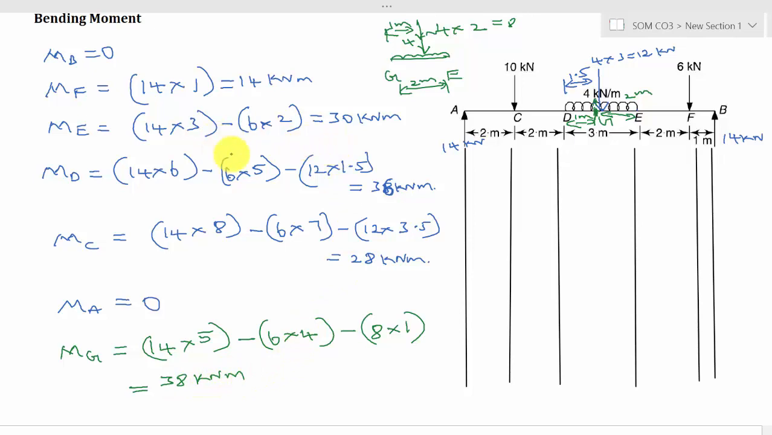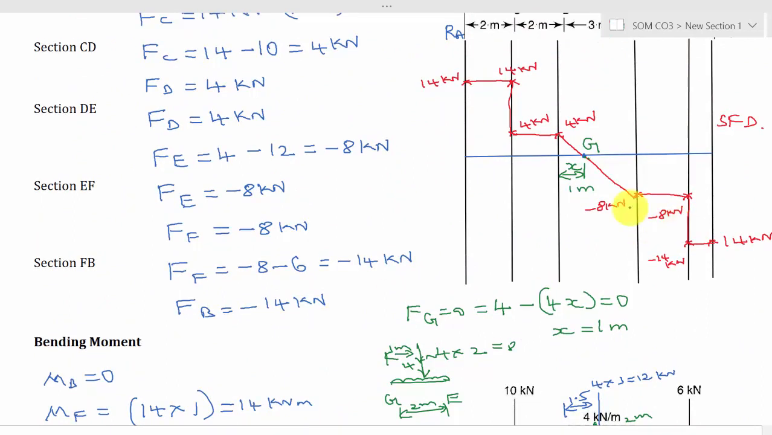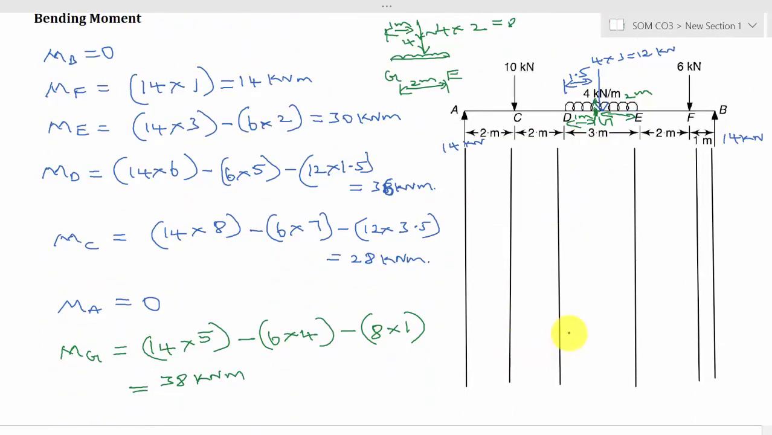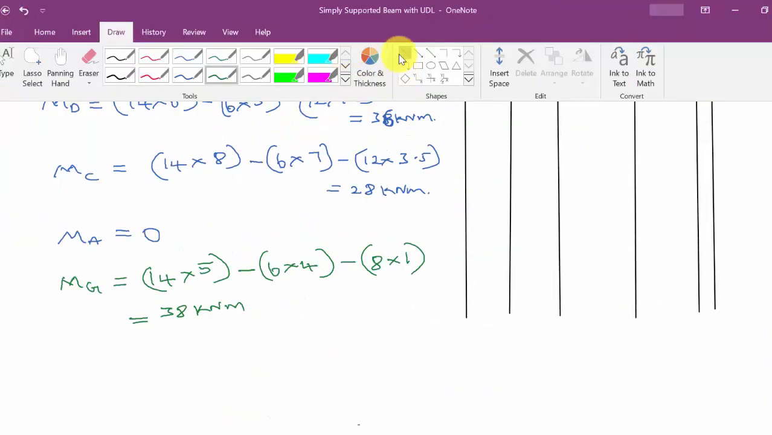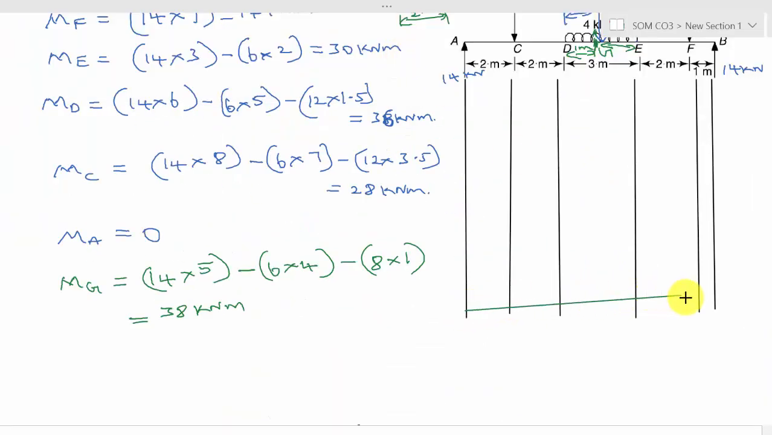So you can see that this 38 is the maximum. Okay. So from this you can conclude that when the shear force is 0, the bending moment will be maximum. Okay, so keep that in mind, and in that point you have to calculate the bending moment. Okay, so let me draw the bending moment diagram now.